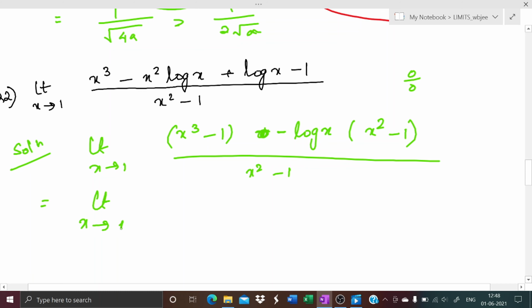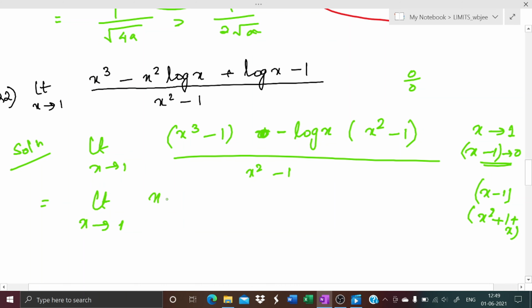I will break this. Actually, x tends to 1 is the limit. So basically x minus 1 tends to 0, right? So this is the factor. This factor should be removed from the question. So x cube minus 1 can be broken into x minus 1 into x square plus 1 plus x. And over here also this can be broken into x minus 1 into x plus 1.